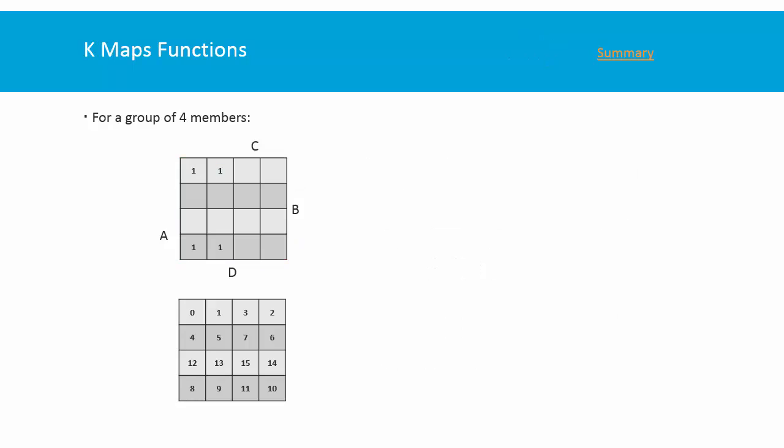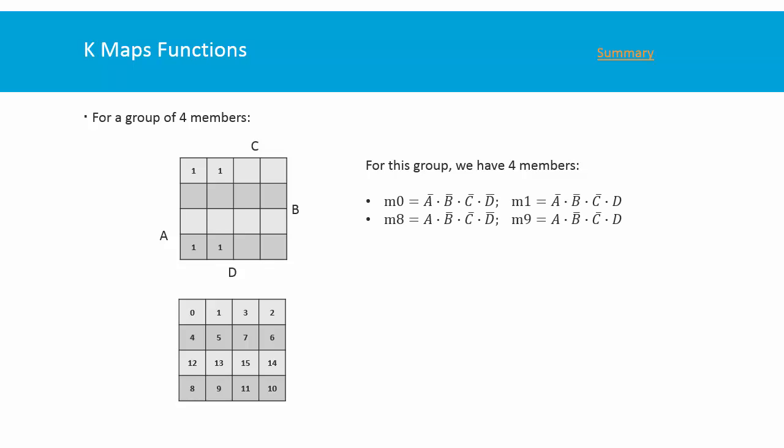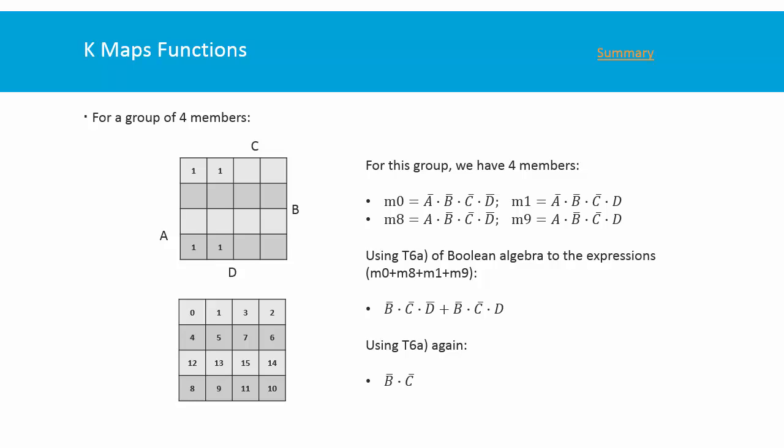Now, what happens if you have a 4 group member? Well, we take the same approach. We have 4 members. In this case, we have min term 0, min term 1, min term 8, and min term 9. If we apply theorem 6 to these 4 terms, we're going to get this expression. And if we apply theorem 6 again, we're going to get this expression, which is B inverted, C inverted. So when we have 4 ones, we get a 2 variable expression.